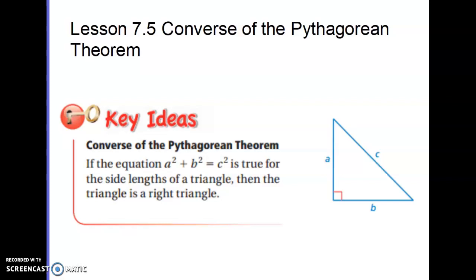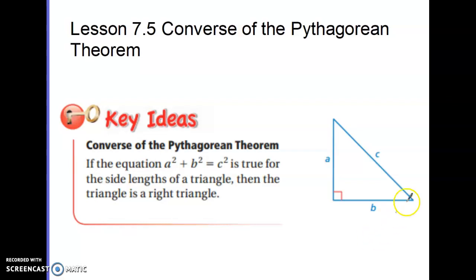So today we're going to talk about lesson 7.5, which is the converse of the Pythagorean theorem. Key ideas. Converse of the Pythagorean theorem. If the equation a squared plus b squared equals c squared is true for the side lengths of a triangle, then the triangle is a right triangle.